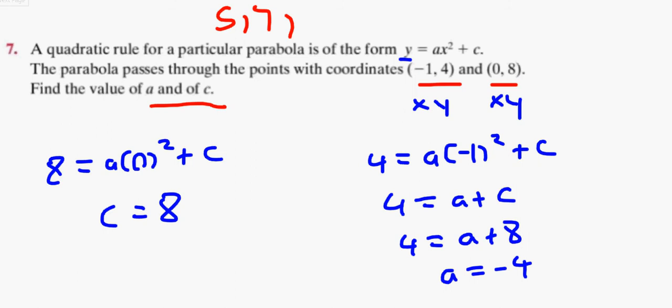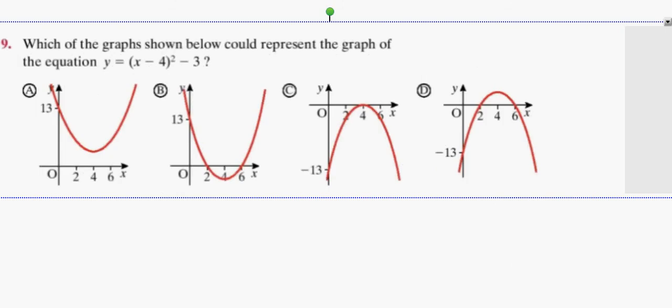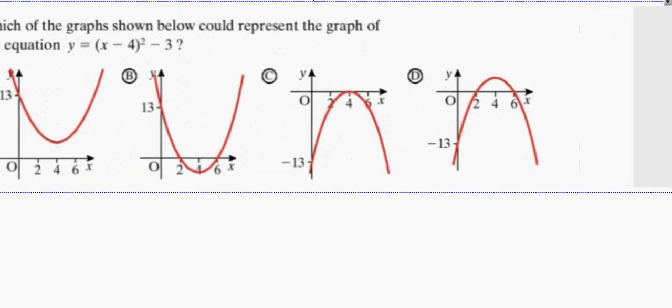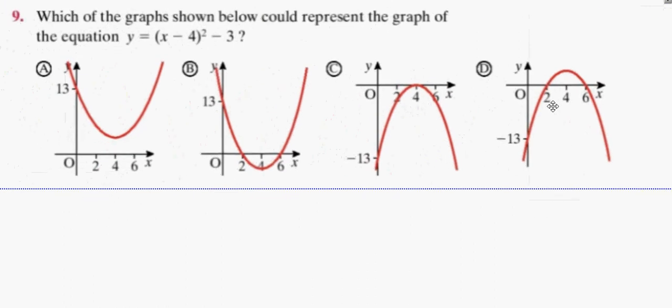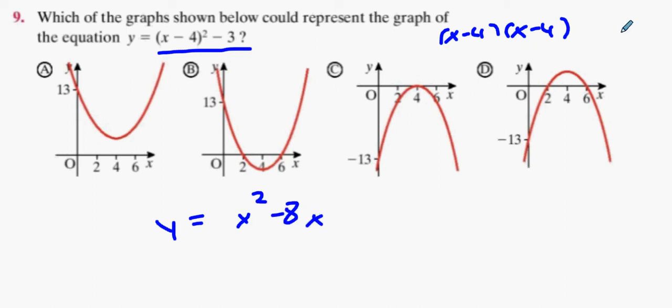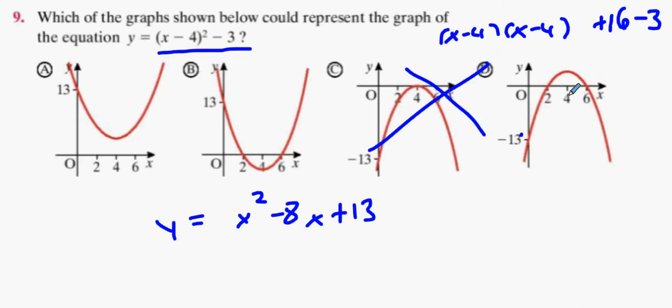Alrighty. Let's go for 9. Does anybody want 9? I'll tell you what. It's really quick. What shape would this function be if you multiply it out? It'd be x minus 4 by x minus 4, and that will get me x squared minus 8x. There'll be a plus 16, but there's also a minus 3, which will get me U-shaped or N-shaped? Okay, gone and gone.